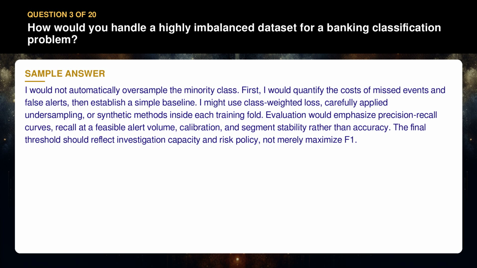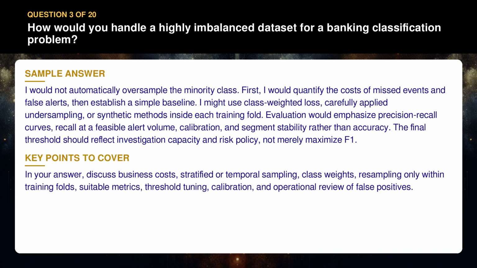Evaluation would emphasize precision recall curves, recall at a feasible alert volume, calibration, and segment stability rather than accuracy. The final threshold should reflect investigation capacity and risk policy, not merely maximize F1. In your answer, discuss business costs, stratified or temporal sampling, class weights, resampling only within training folds, suitable metrics, threshold tuning, calibration, and operational review of false positives.